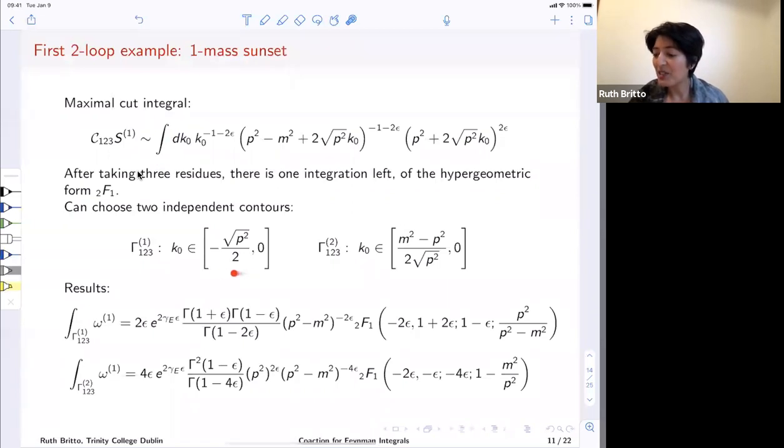And one way to understand this is just to integrate between different pairs of branch points. So if you do that here, we arrive at these two results. So these are now two independent maximal cuts. And again, we see our same two 2F1s returning, which belong to the same space.